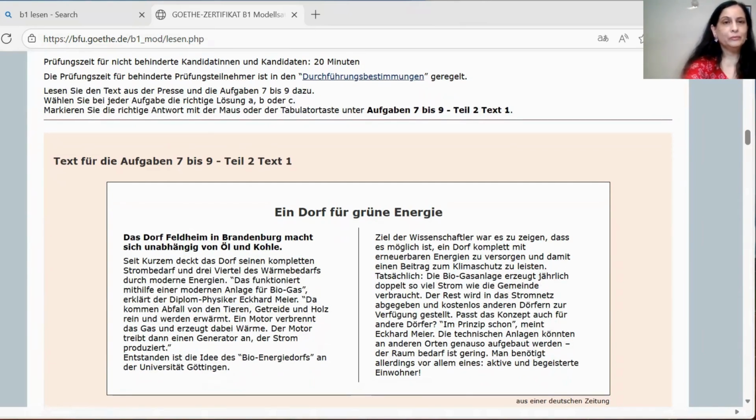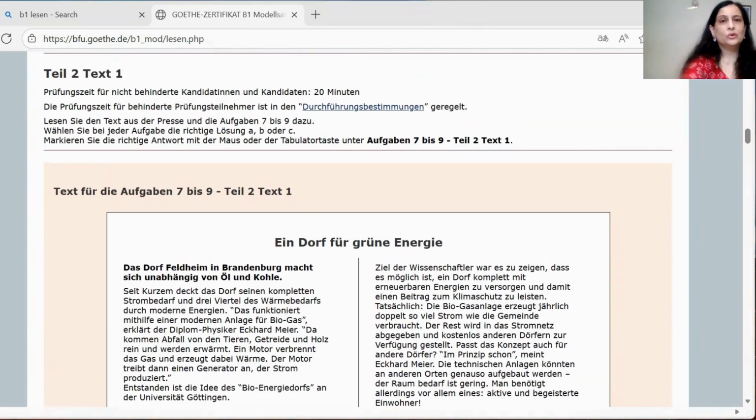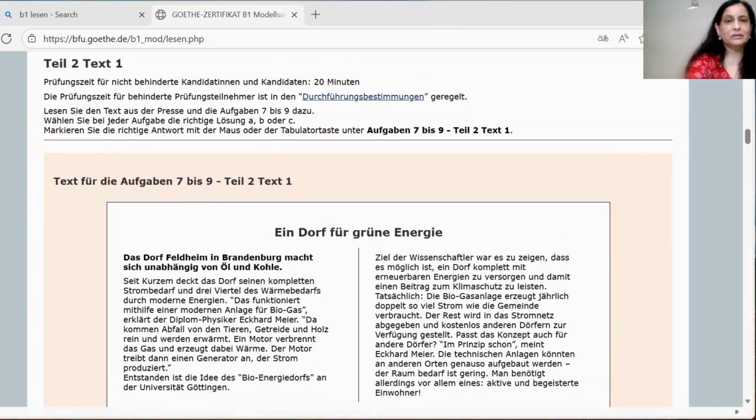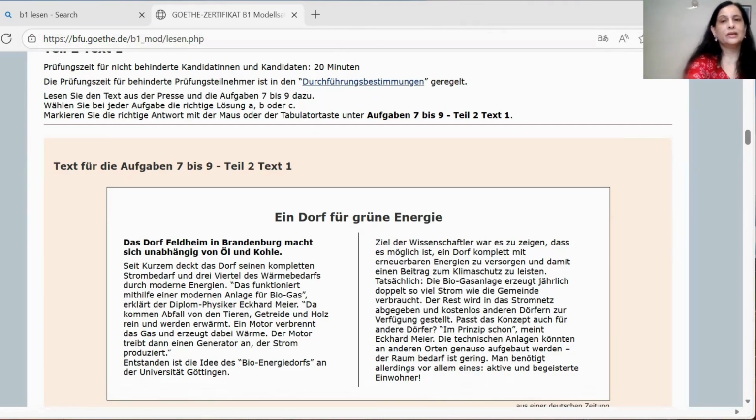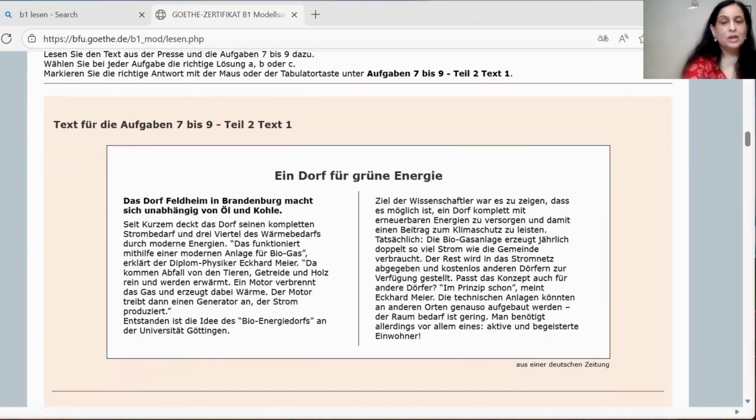Obviously, Lesen is reading. Now we'll not go into detail on all these rules because they will be on the Goethe website, so you can go and see all these rules there. Now here, one text is given from Tile 2, and there are 3 tasks actually, Aufgaben 7 bis 9, right? 7 to 9. There are 3 MCQ tasks, so you will have to choose the correct answer.